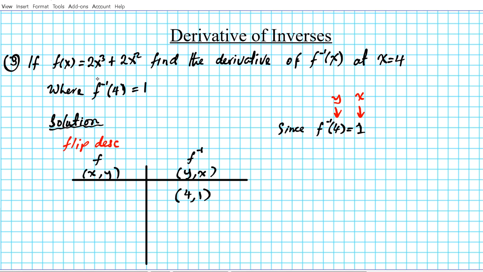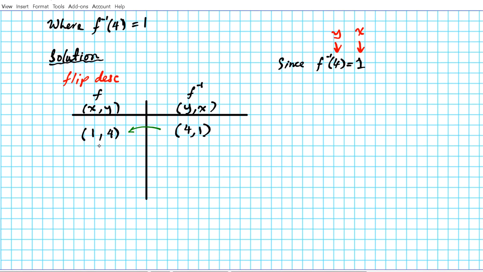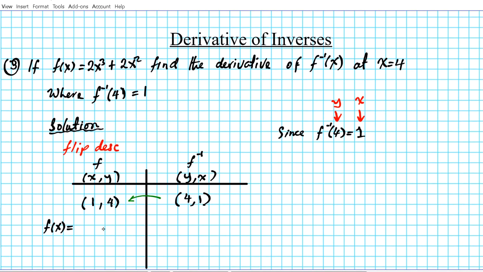Now, we are going to be dealing with f, so we have to fix our coordinates. When you go from the inverse world to the regular f world, you have to switch your coordinates. You take the inverse of that, which means interchange your x and y, so you have 1, 4. Now we're going to find the derivative of f and evaluate it at this x value, 1. So in the f world, f of x is 2x to the third plus 2x squared.